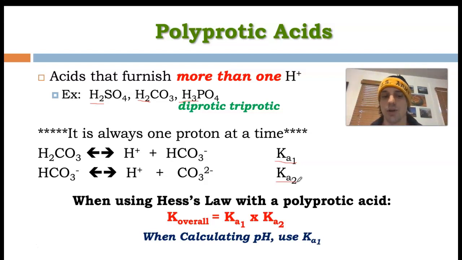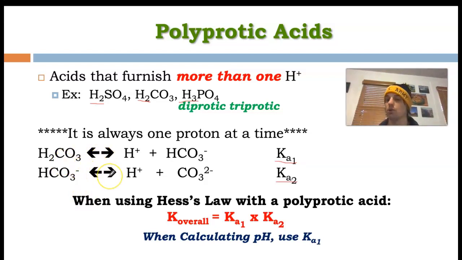Okay, so using Hess's law, and this takes us back to earlier, if I wanted to determine the overall K, I would multiply the two. But when calculating pH, remember you're going to focus on the stronger of those acids, because this is essentially a mixture of acids. It contains some of this, it contains some of this, and it would contain some CO3, okay? But it's a mixture, so we're going to treat it a lot like those mixture problems.